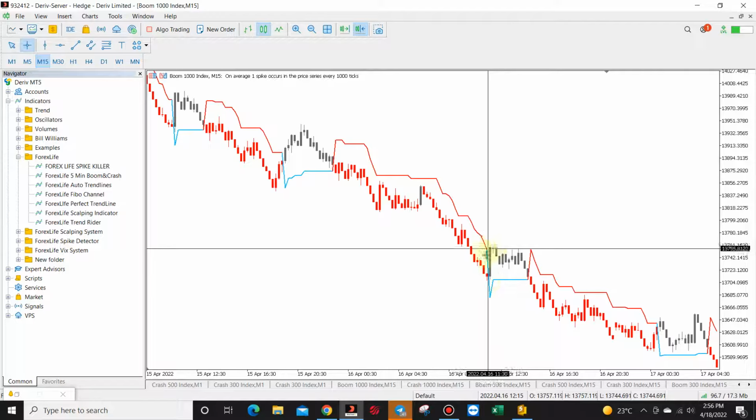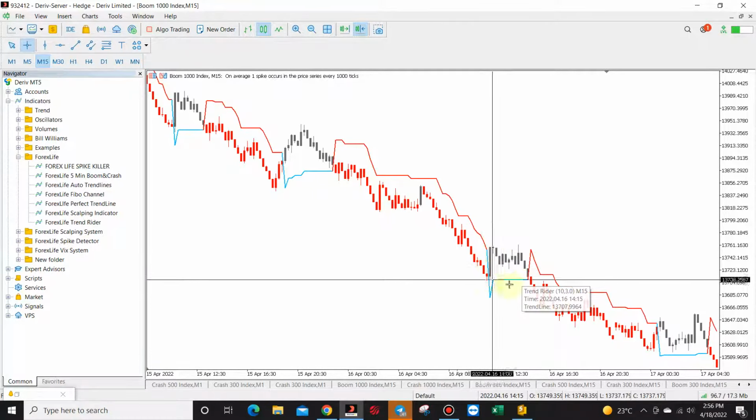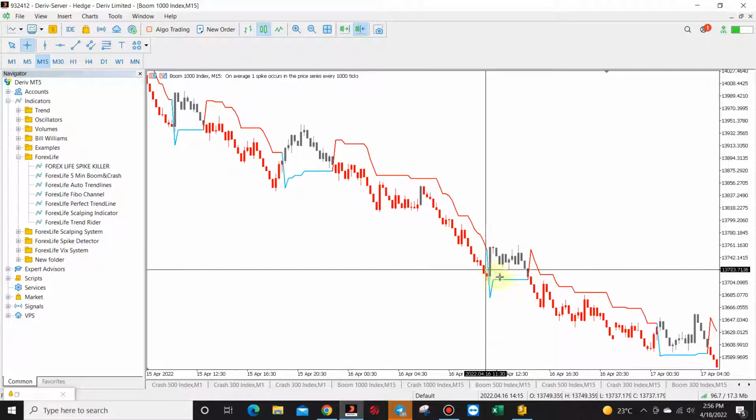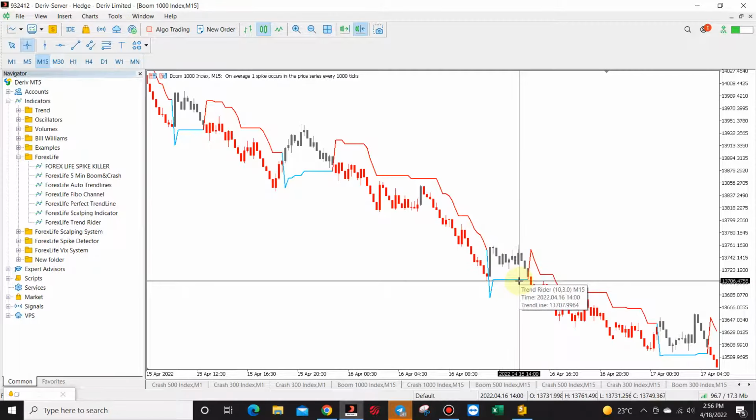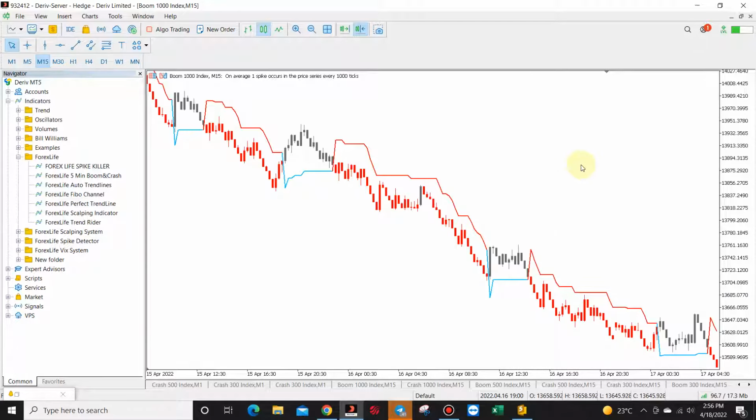Here we would not take a trade. There's no clear direction. There's no blue candle for us to say that it is going into an uptrend and we can take the trade. So we don't take the trade.